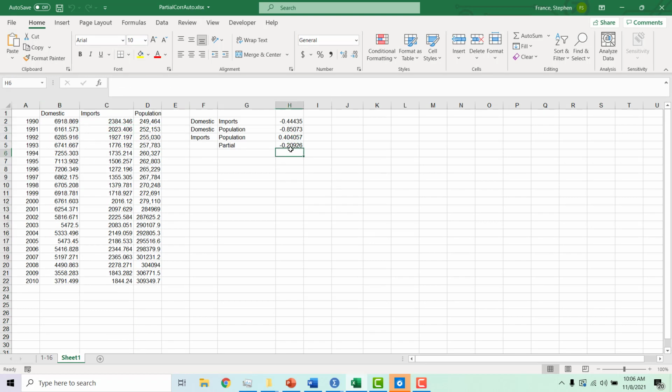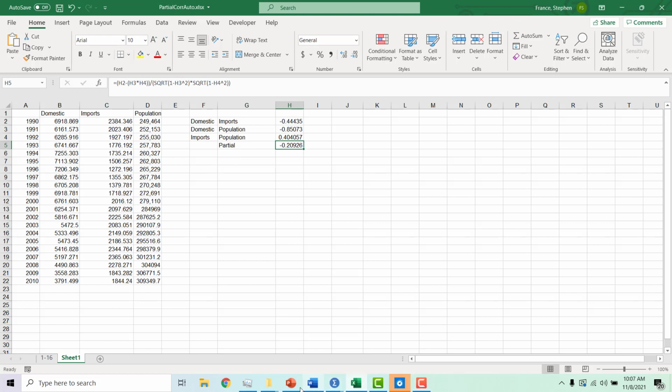So we actually have a partial correlation, which is the correlation between domestic and imports minus the correlation of domestic and population times the correlation of imports and population, divided by those two normalizing factors. And this lowers the negative correlation between domestic and imports substantially. Rather than being minus 0.44, it's minus 0.209.